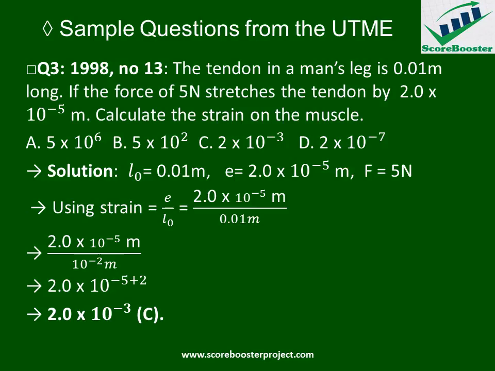So if you substitute for that, you have E equals 2.0 times 10⁻⁵ divided by 10⁻² meter, and you can take 10⁻² upward, it will become plus. So according to indices, that will give us 2.0 times 10⁻⁵ plus 2, and that will give us 2.0 times 10⁻³, making option C the correct answer for this particular question.